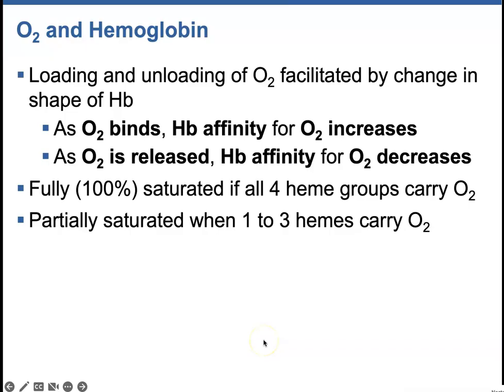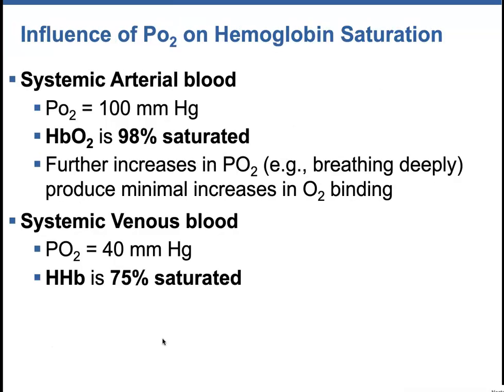When you have 100% saturation, that means all 4 hemes on the hemoglobin have an oxygen molecule on them, right? You've got your molecular oxygen. When it's partially saturated, it means you may have 1 to 3 oxygen molecules on it, but not all 4 are filled. And so when you have your systemic arterial blood, your oxygen saturation is going to be on average about 98%.